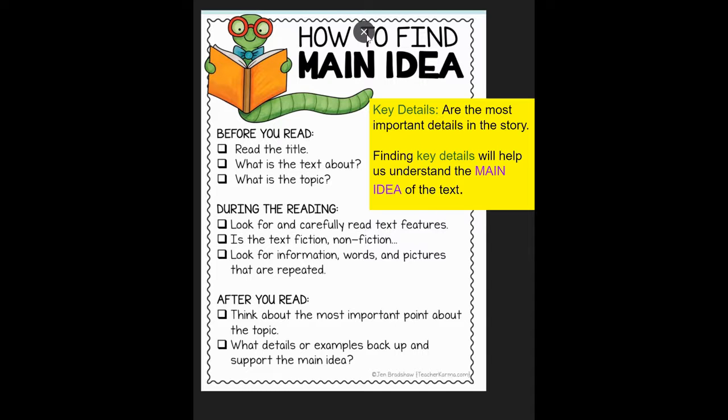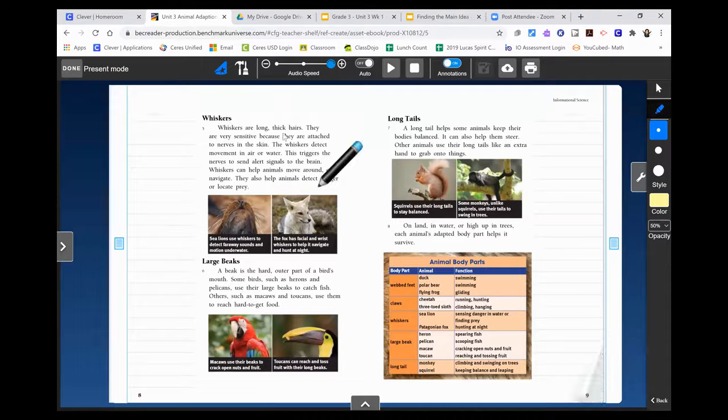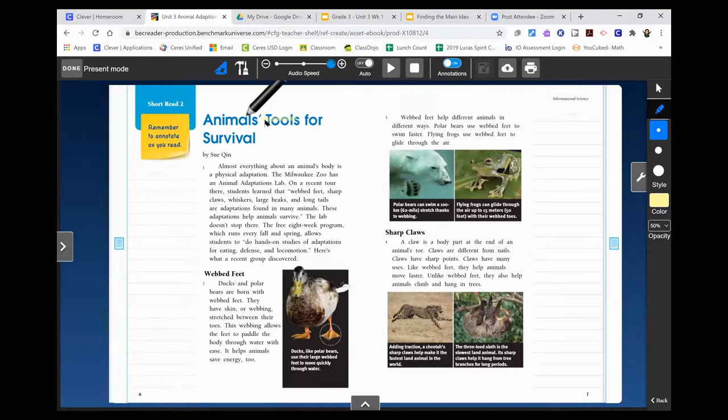So here we go. Let's go to our text, Animals, Tools for Survival. And before I read paragraph 1, I need to make sure I read all the subheadings as well. So Animals, Tools for Survival, I see webbed feet. We're going to read a section on sharp claws. We are going to read about whiskers, large beaks, long tails. Okay, so body parts of animals. And animal tools for survival.